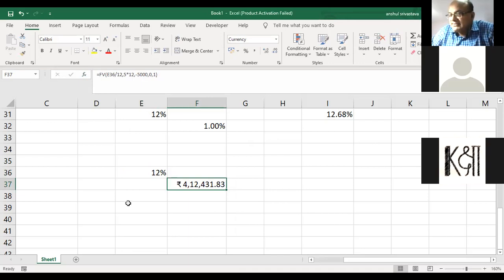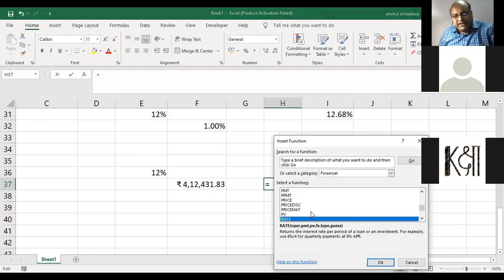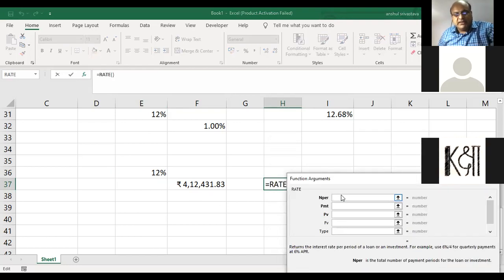But here what have I done? For 4,12,431 I used the rate 12% by 12. Let us check the rate. We have a formula of rate. Let's say the number of periods we took was 60, PMT is minus 5,000, PV is 0, the initial payment, the future value is this, and type is 1.